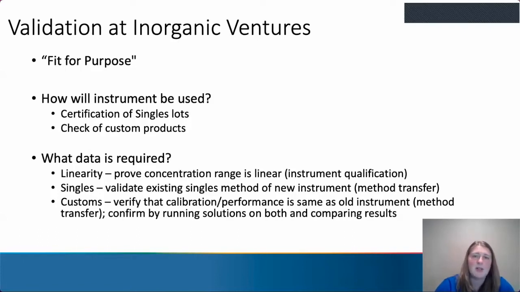And then for our singles process, we're validating an existing method. So we're just doing what's called a method transfer. So we're just moving it from one instrument and popping it over onto the other. For our custom products, we're essentially doing the same thing, but here, what we do is we verify that the performance is the same for particular solutions on the old instrument and the new instrument. So again, a method transfer type activity, and we can demonstrate validity by doing the comparison of one instrument versus the other.